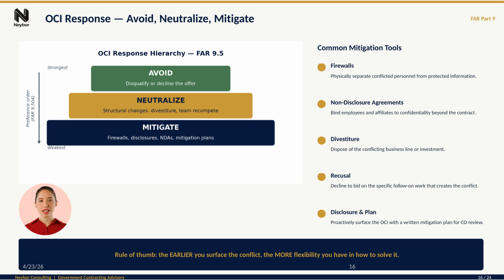The bottom line, in gold: the earlier you surface the conflict, the more flexibility you have in how you solve it. OCIs discovered after award are 10 times harder to fix than OCIs flagged during solicitation.